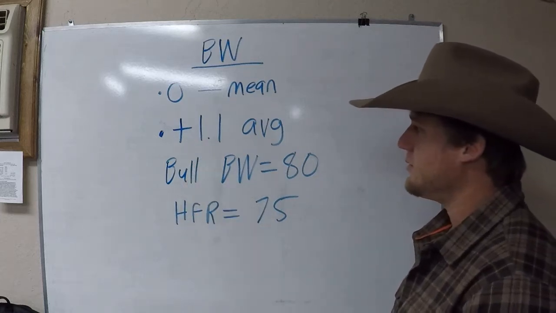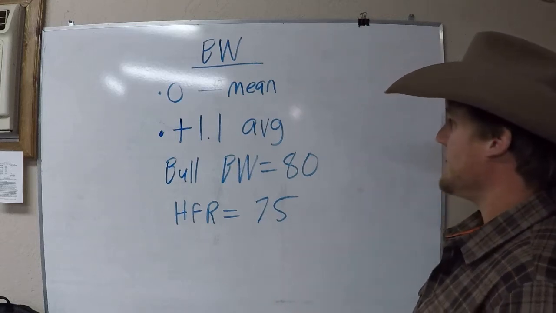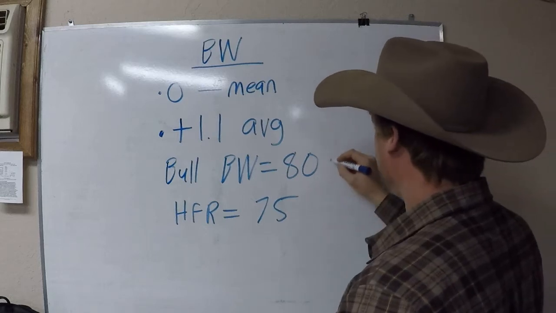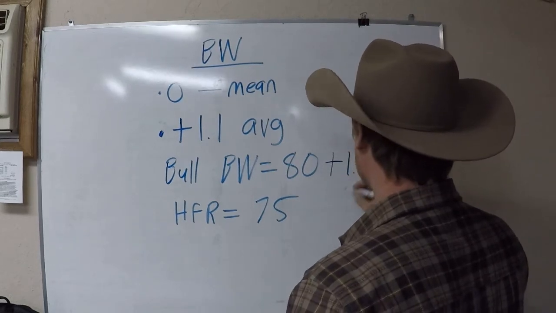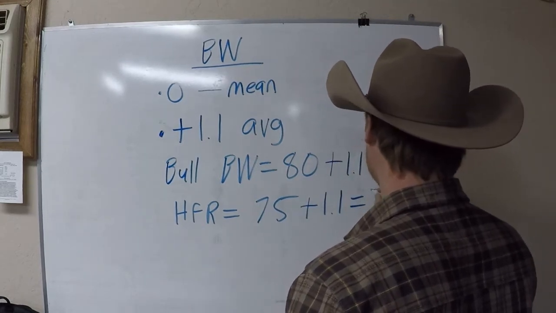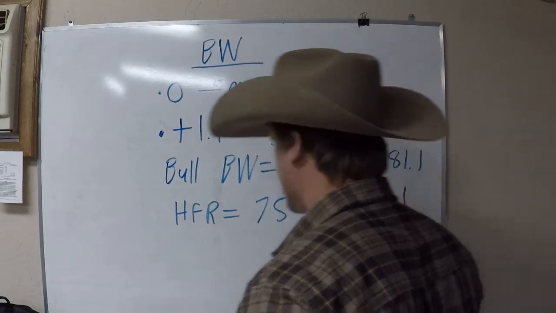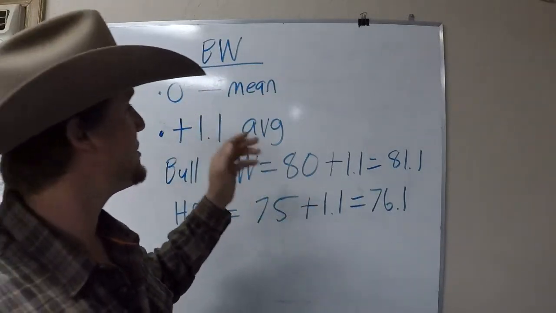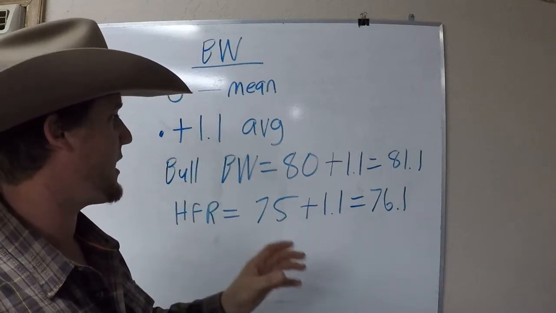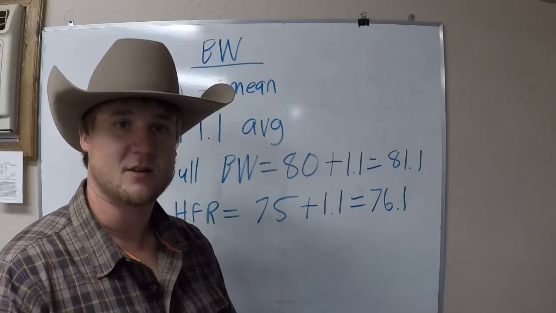So what can you gather from that information right there? Well, you can say the average herd of the Angus herd as an average grew by 1.1 pounds. This is how you can derive that.